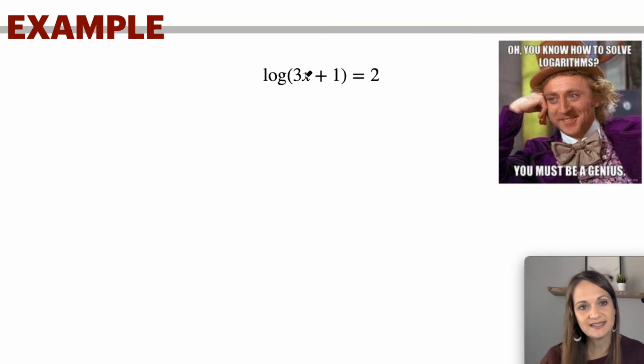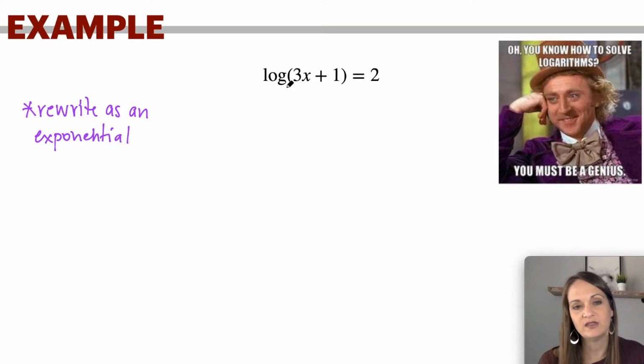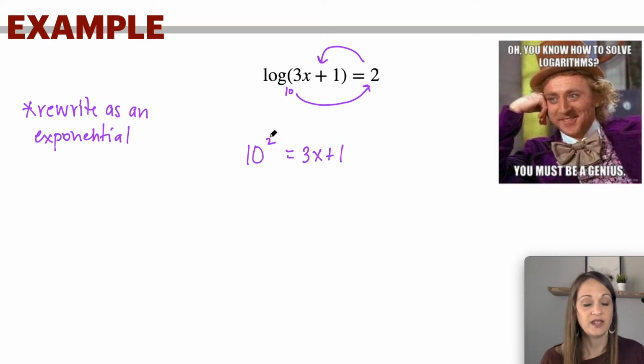Now in this case, we actually have a log and we need to solve for x, but this x is trapped inside this log. So what we're going to do here is rewrite as an exponential. So we know that this log has a base of 10 because it's understood. So 10 raised to the second power is going to equal that. And now we can just solve.